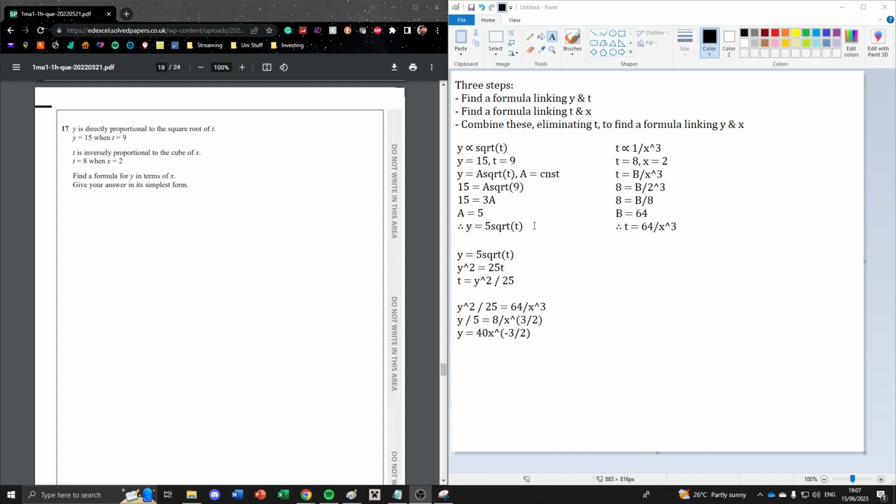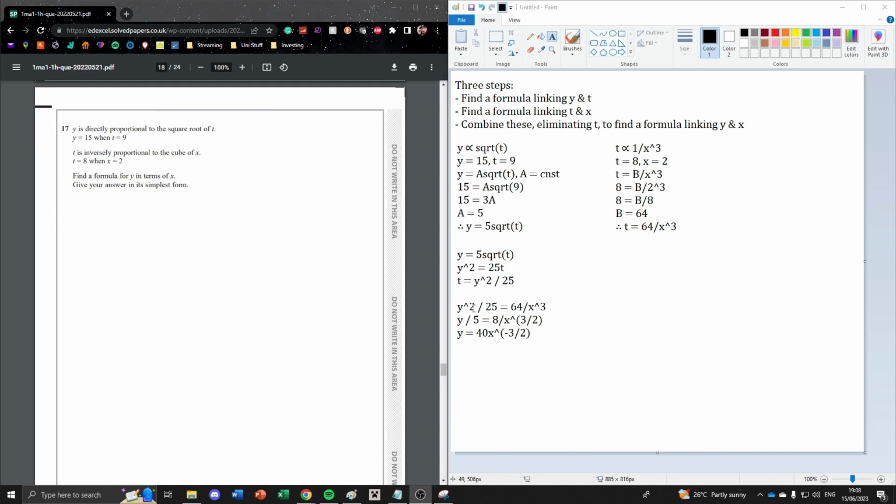Now to combine these equations in a way that eliminates t, we want to make t the subject of both equations. Right now, on this side, in our y and t equation, y is very much the subject, so we need to rearrange this equation to make t the subject. So first of all, we square both sides and we get y squared equals 25t. Then we divide both sides by 25 to get t equals y squared divided by 25. Now we have two different expressions here for t, and so we can simply say they are equal. Of course, t always has some certain value, and that value must be equal to 64 divided by x cubed, and also must be equal to y squared divided by 25. And so we can say that y squared divided by 25 must be equal to 64 divided by x cubed.